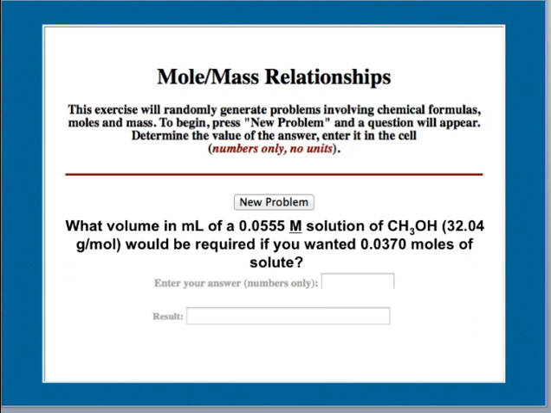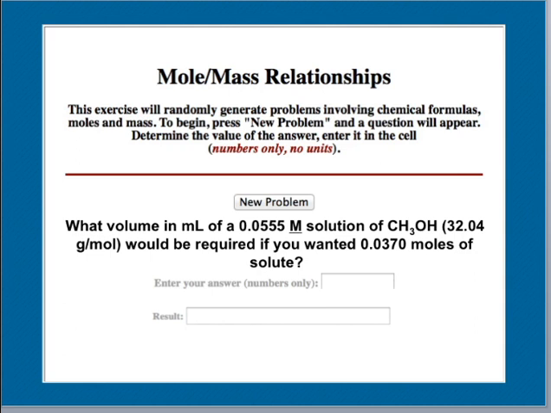But what volume in mils, not liters, milliliters, of a 0.055 molar solution of methanol if you wanted 0.037 moles? Same thing. All we're trying to do is figure out volume. We already know volume is moles divided by molarity.